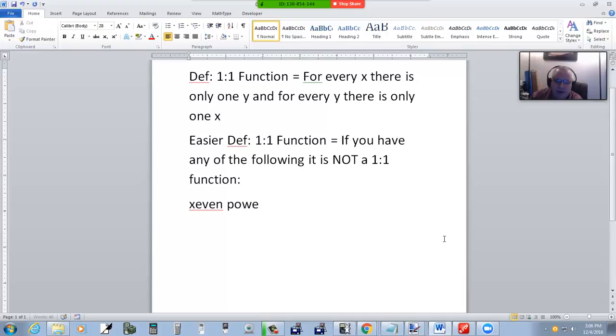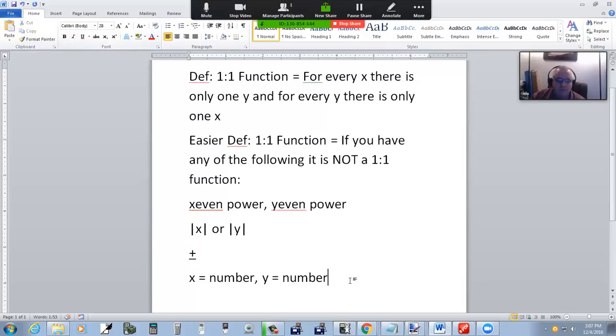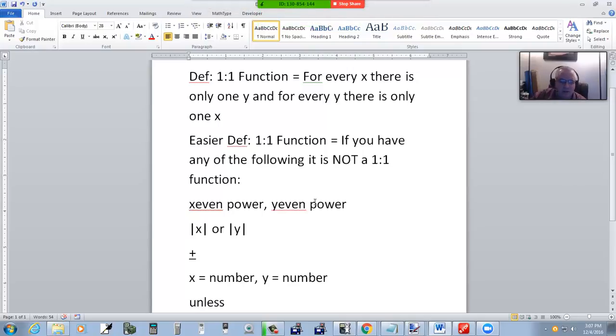If we got x to an even power, y to an even power, it's not a one-to-one function. If you got the absolute value of x or the absolute value of y, it's not a one-to-one function. If you have the plus or minus symbol, or if you have x equals a number or y is equal to a number. Unless, actually, let me put those as powers.